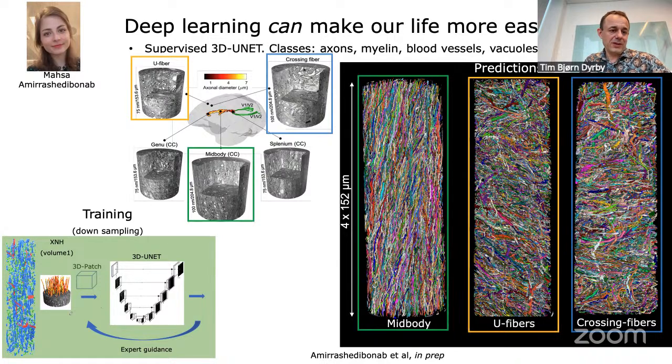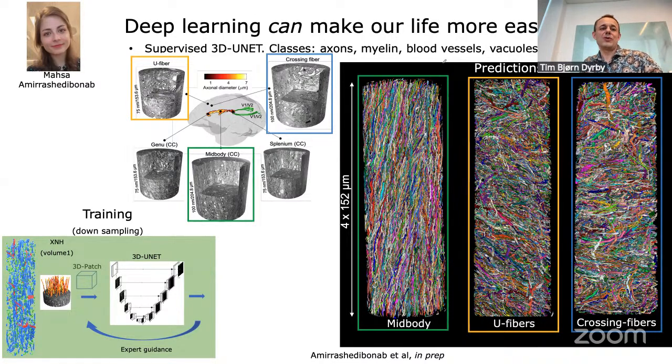What we have here is a sparse data set giving us input. You take small 3D patches, give them to the network, and train it. Then we actually do iterations a number of times so we can increase our training data set, and then you get out these nice results. This is only the axons, but we also estimate the myelin, the blood vessels, vacuoles, and everything else in this 3D space. So this was the synchrotron imaging.